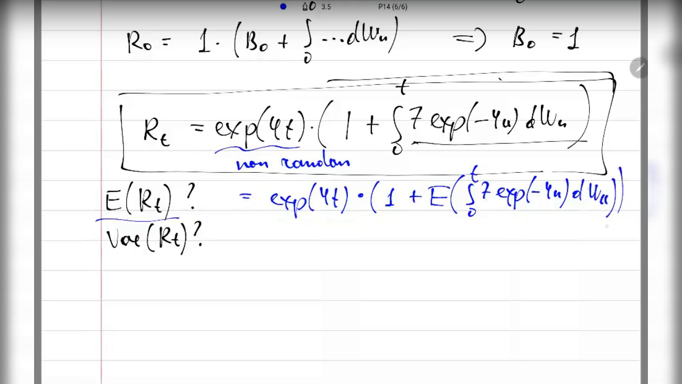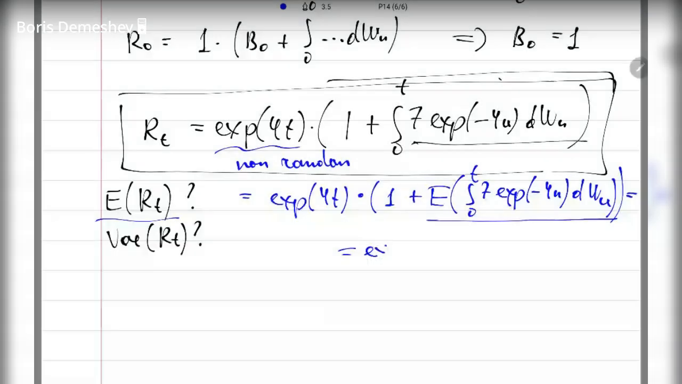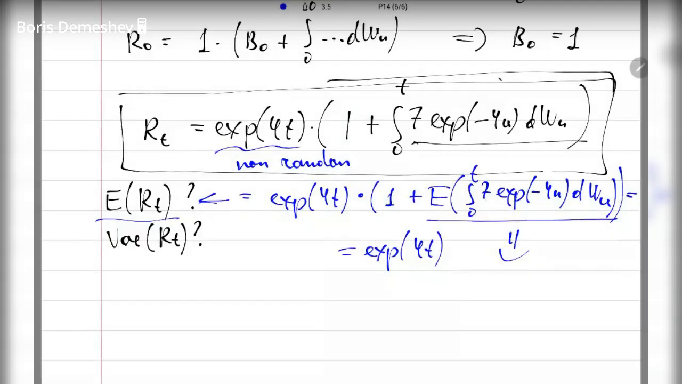And who remembers the expected value of a stochastic integral? Who remembers one of the properties of stochastic integral? The expected value of stochastic integral is equal to 0. Yeah, that's great. Okay. What about variance? So that's about expected value.